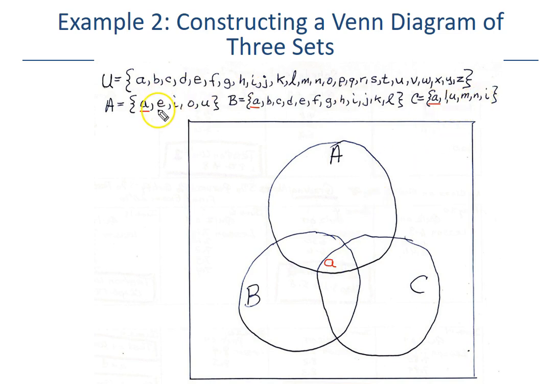Now we have an E there, an E there, but no E there. So that would be the intersection between A and B. A and B, we're going to have an E. All right, let's look at the I. We have an I. We have an I there. And we have an I there. So the intersection of the three is right here.